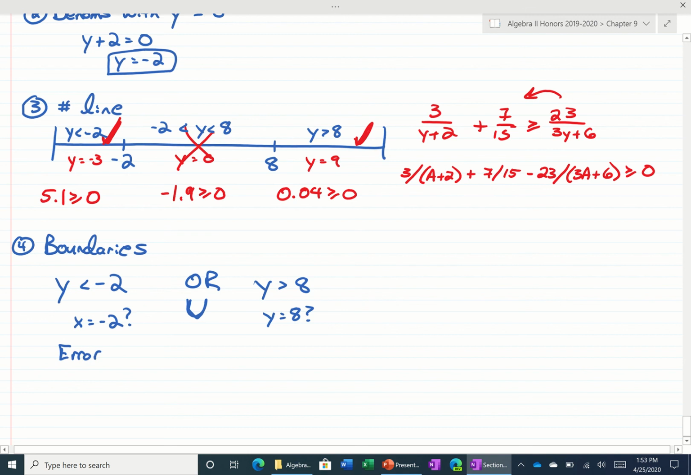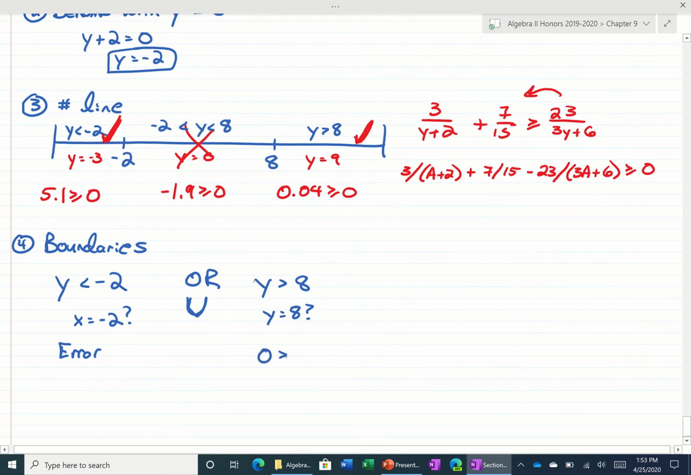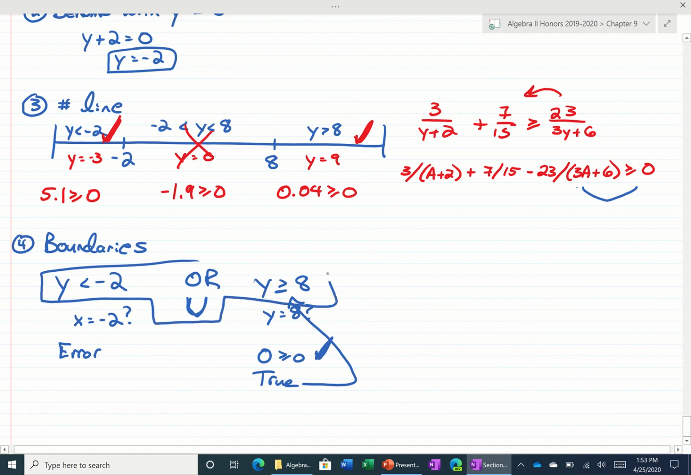If I put 8 in, my calculator is telling me 0 would be greater than or equal to 0. That's what we typed in, right? And that's true. So I'm going to use an or equal to symbol here. This would be the answer. Doesn't matter if you use the union symbol or.